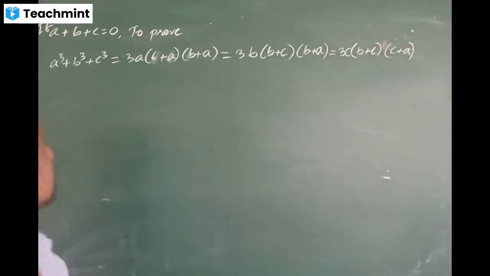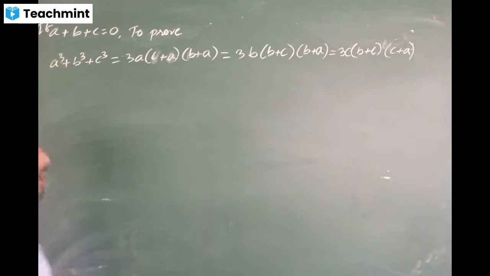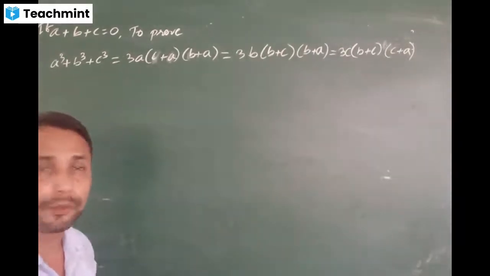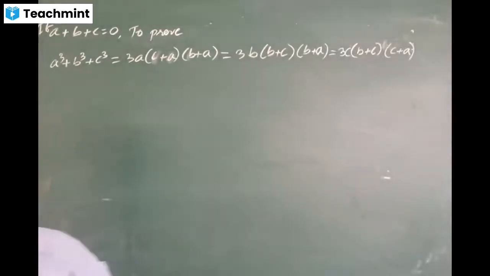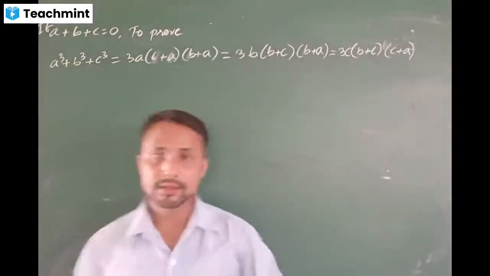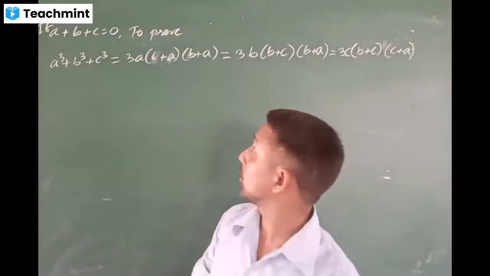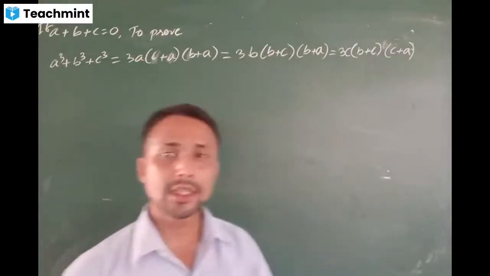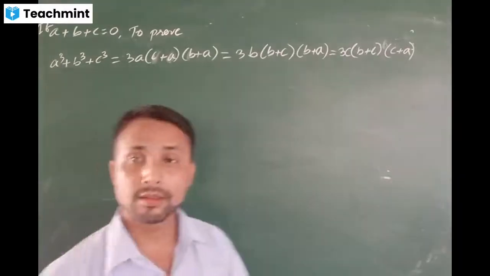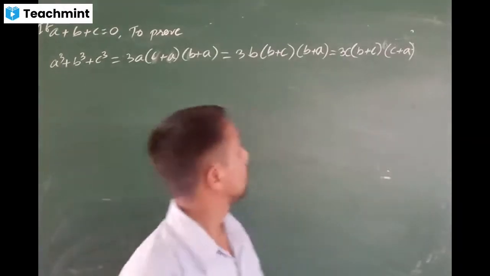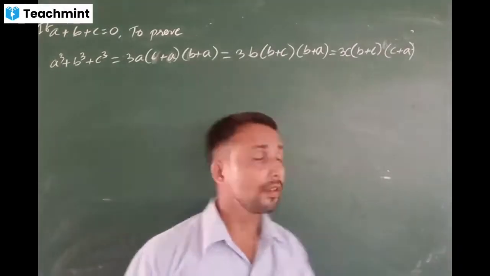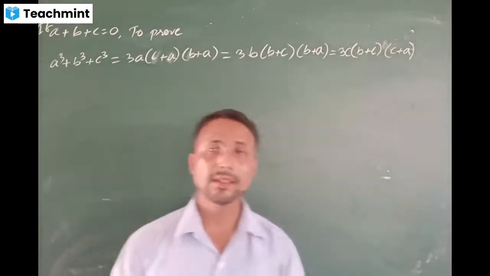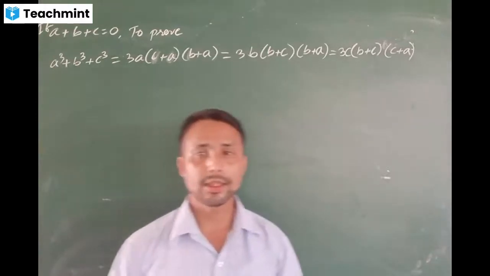Here A plus B plus C equals 0. To prove A cube plus B cube plus C cube equal 3A into B plus C into C plus A, equal 3B into B plus C into A plus B, equal 3C into A plus B into B plus C and into C plus A.